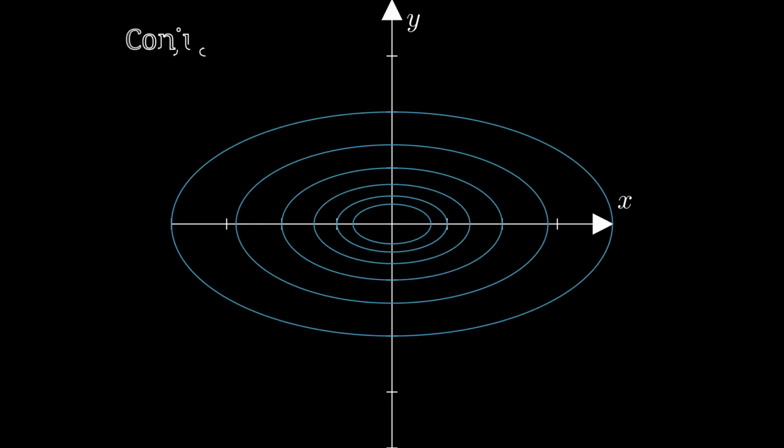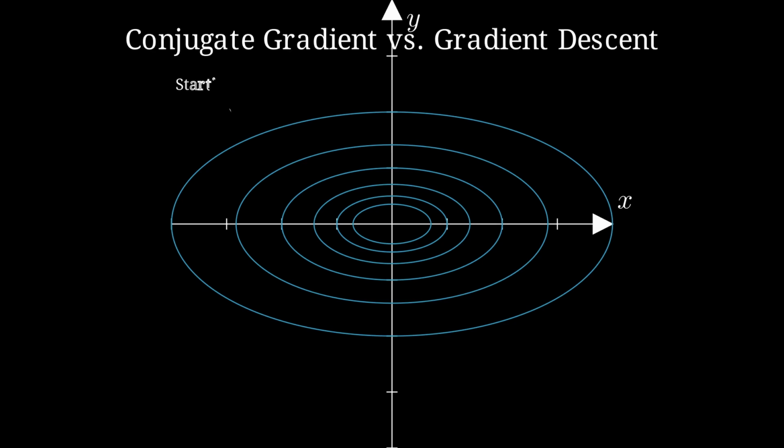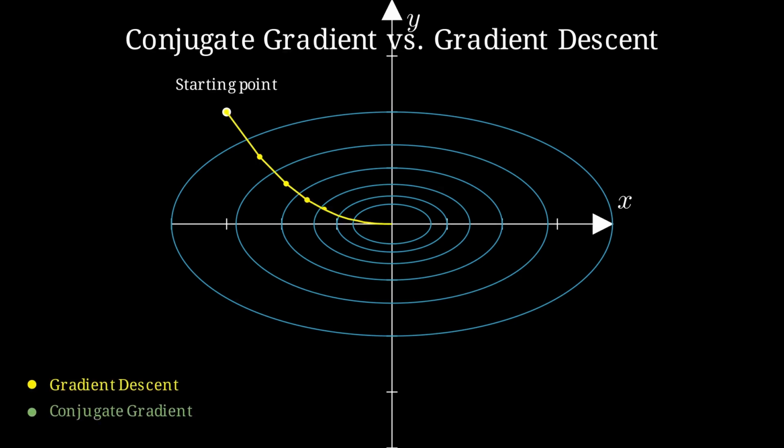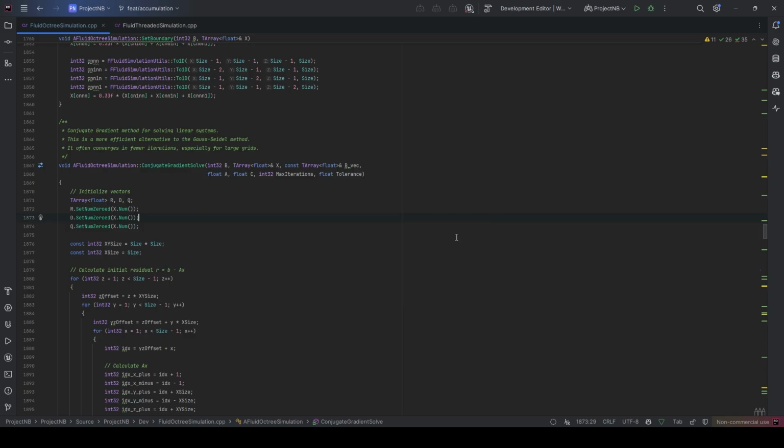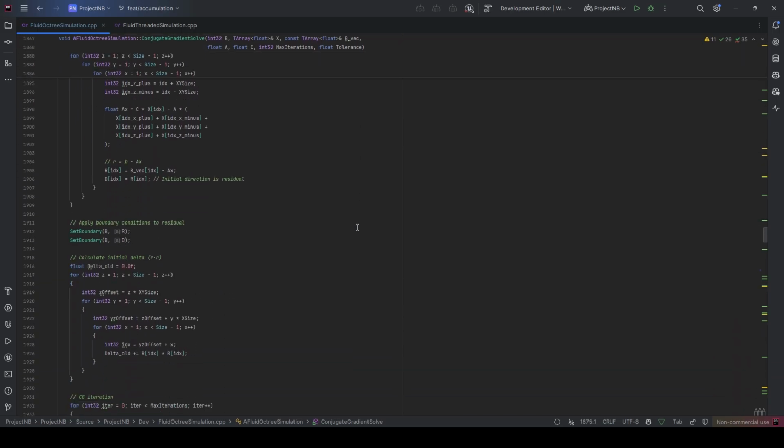Imagine this surface represents our error. We want to reach the lowest point, the solution. The conjugate gradient method is like rolling a ball down the steepest path, but with a special ability to remember previous directions to avoid zigzagging. In practice, this means we can solve our pressure field in maybe 20-30 iterations instead of thousands. Here's a little snippet of the actual implementation in my code.